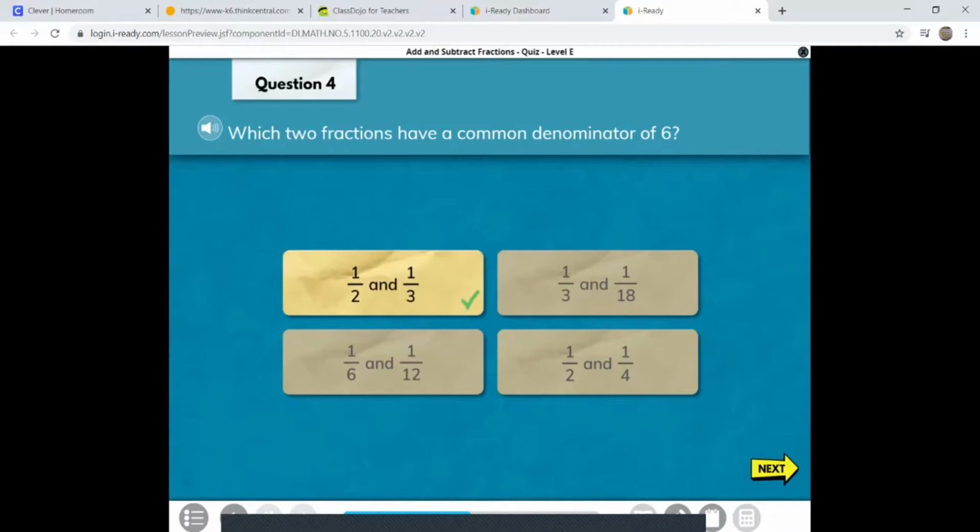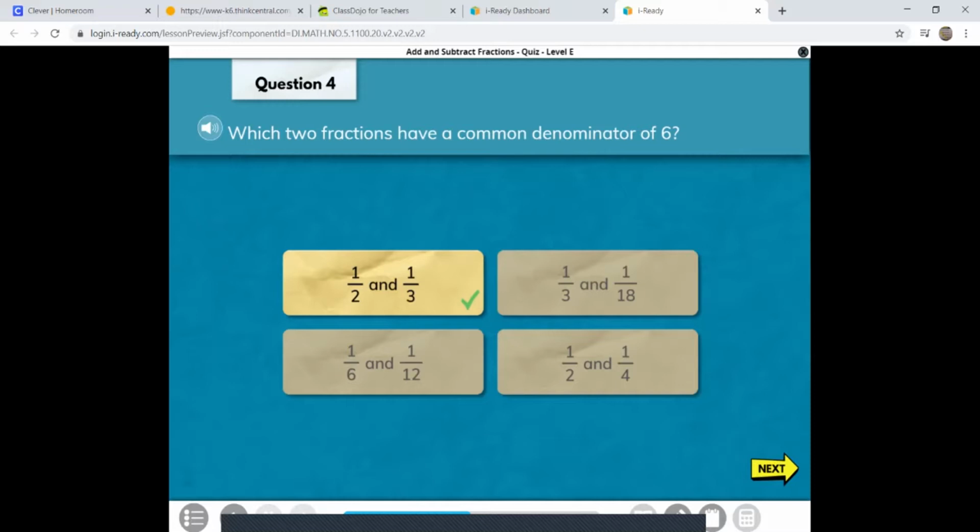Now, 6 and 12, what would be a common denominator? Well, it's not 6 because this starts at 12. So if you're going to write out, it'd be 12, 24, 36. And then the 6 is 6, 12. So that one doesn't work. This one doesn't work because if you count by 4, it's got 4, 8, 12. That doesn't work either. 18 doesn't work either. It's got 18 and 36.